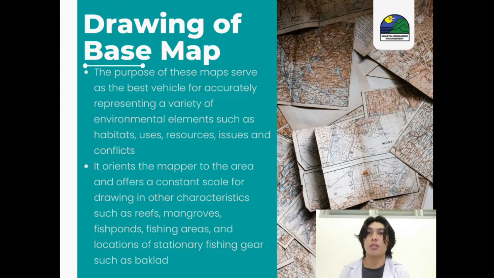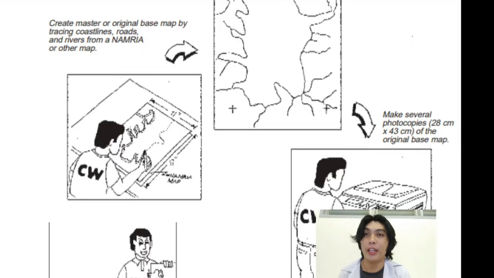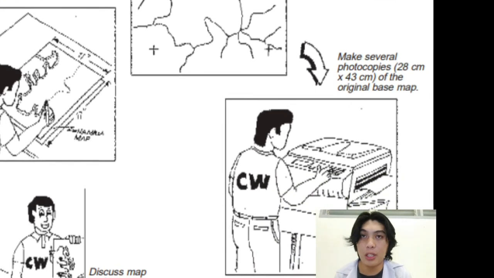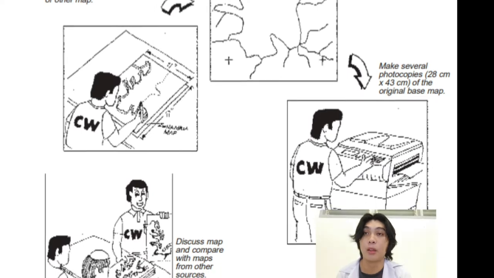But the best choice of scale is one that allows each distinct coastal area unit to be mapped so that it can fit on a tabloid size tracing paper. After completing a base map, it must be ready to create photocopies for the other participants to draw over.